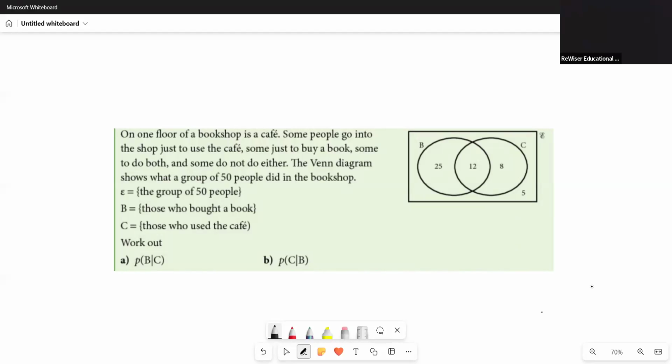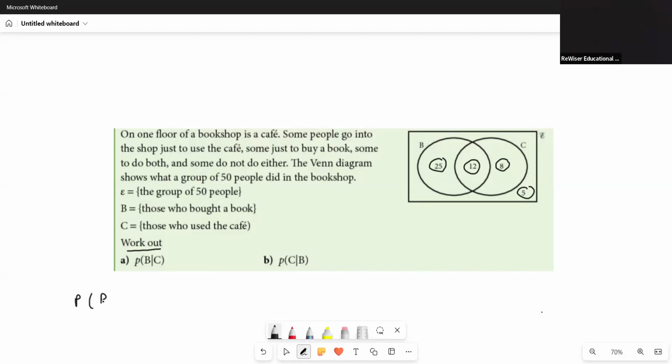On one floor of a bookshop is a cafe. Some people go into the shop just to use the cafe, and some just to buy books. Some do both, and some do not do either. So that's the Venn diagram which they have represented over here. If I go by the Venn diagram, that literally means that 25 people go for only books, 12 for both, 8 for only cafe, and 5 go for neither. So this would work out the probability of P(B|C).